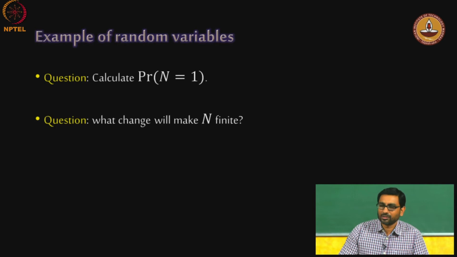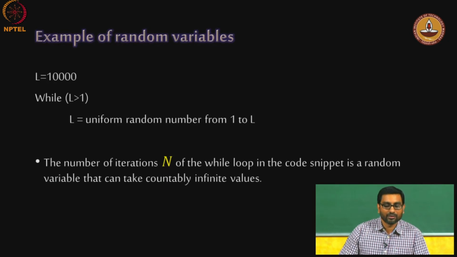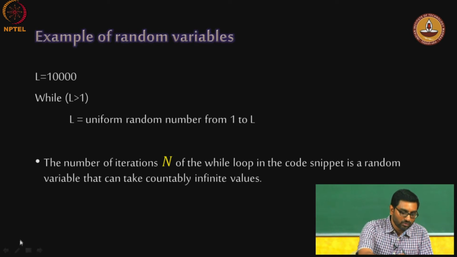What is the slight change that I can make in order to make this have a finite outcome? Let us go back to this. How do I make the sample space finite here? Let us say stop after some amount of iterations. That is one way. So, suppose I just want to play with this line.